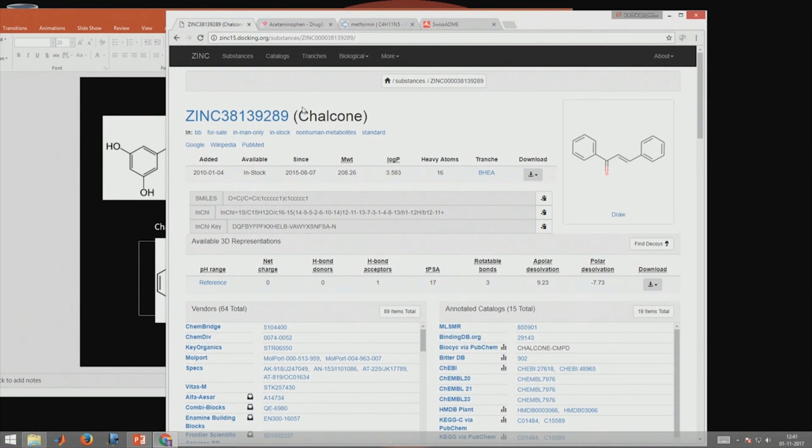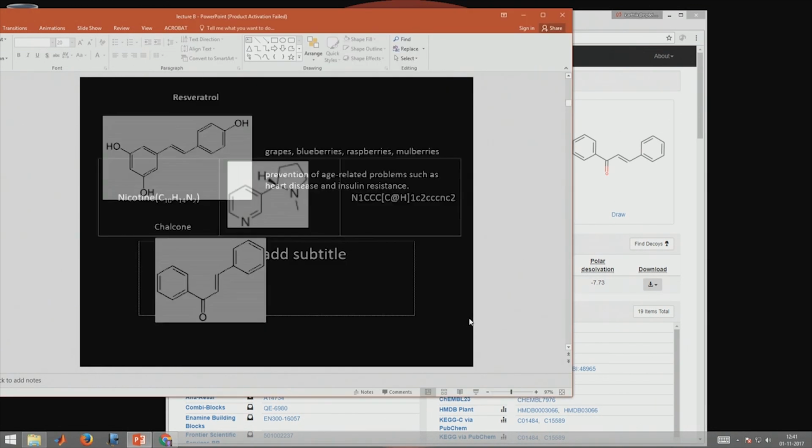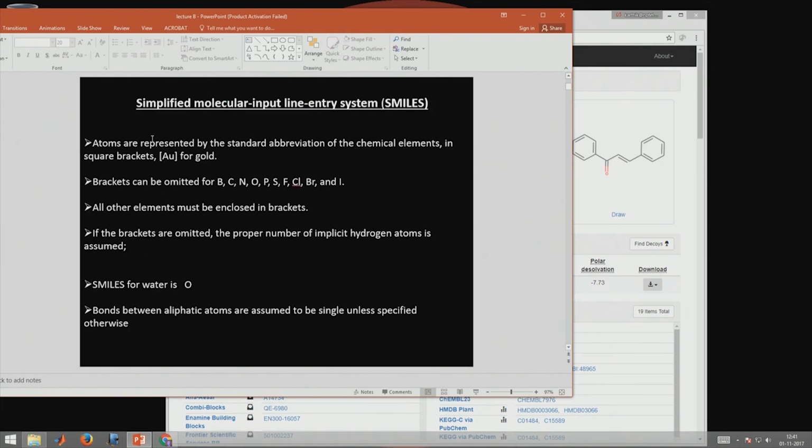It is just a string of characters which describes the structures, and we can move this SMILES notation from one database to another to get more information, if any is available in another database. So instead of drawing the structures, we can use this SMILES notation. SMILES notation is extremely useful. Once more, as I said, atoms are represented by standard abbreviations. So for bromine, carbon, nitrogen, oxygen, phosphorus, sulfur, fluorine, chlorine, boron, we do not need to have brackets.